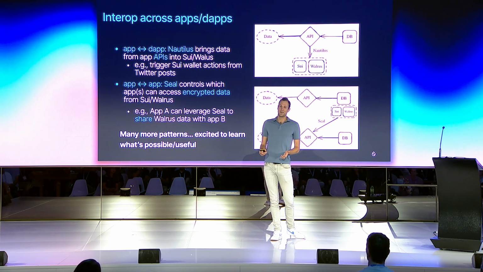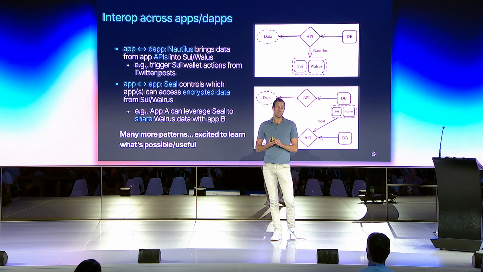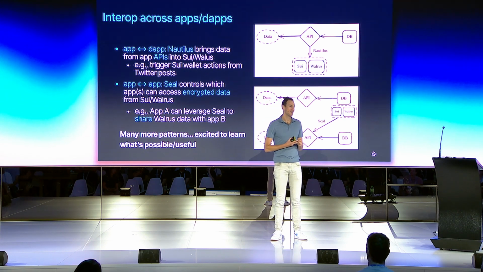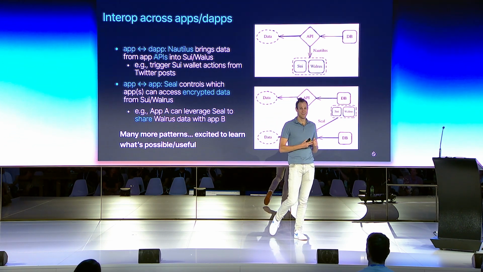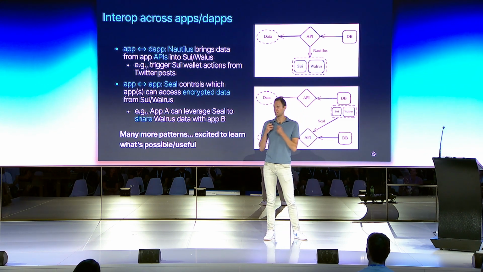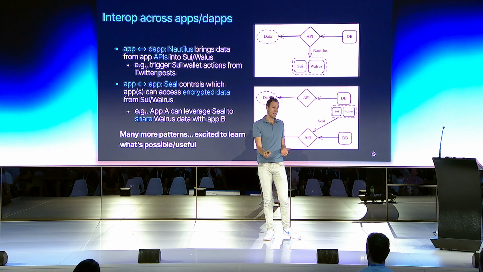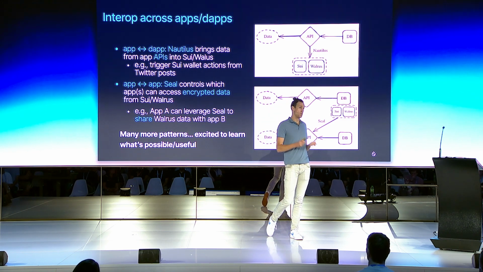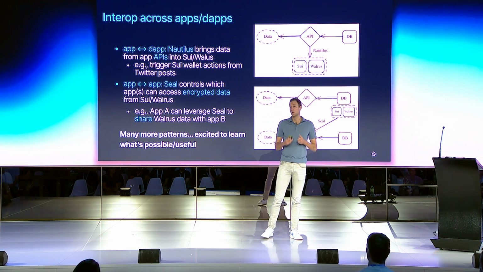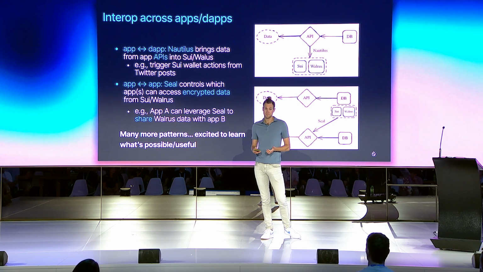So this stuff is all very new. Nautilus we announced 2 weeks ago. Seal, I think, is about 3 weeks old. Walrus is barely a month old. So we're still figuring out a lot of the patterns of what can be used. None of this is in mainnet except for Walrus. And so I'm really, really excited to learn and hear from you what's possible and what's useful.